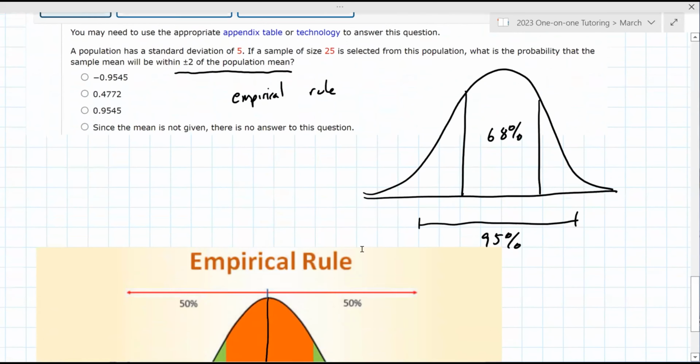Now, in terms of what is important to you, the answer is 95% because that's what the empirical rule says. It has nothing to do with whether the standard deviation is 5 or the square root of 25. It's kind of related to what we just did, but that's a good review of the empirical rule.